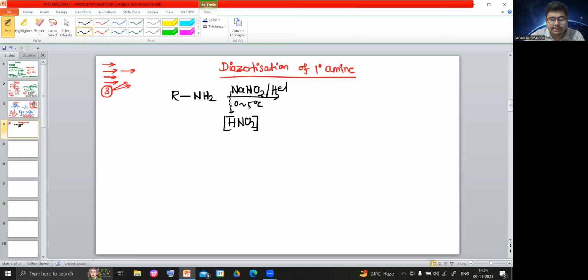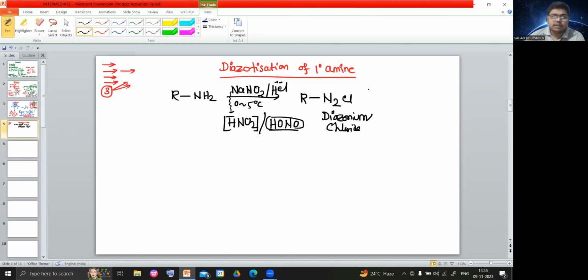So if in any case in the arrow, only HNO2 or HONO is written, this is HNO2 only. Sometimes you get confused what is HONO. That is HNO2 only. So don't get confused. These are basically this reagent NaNO2, HCl. So this ultimately reacts and converts RNH2 to R-N2+ Cl-. So this is diazonium chloride. This is nothing but diazonium chloride.